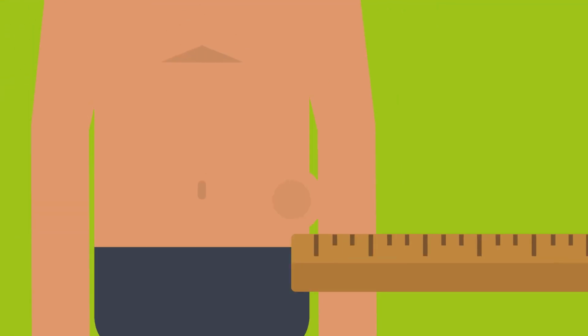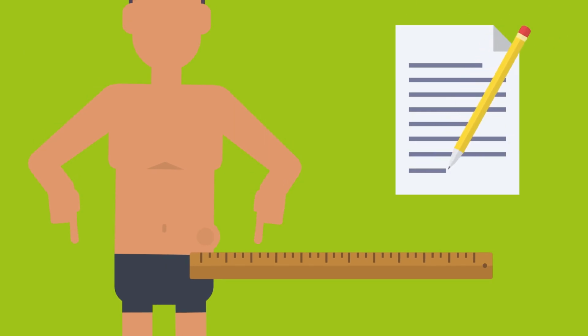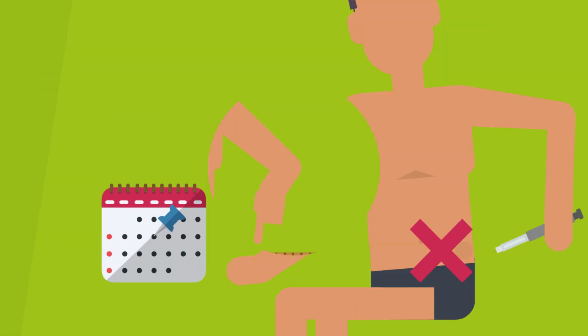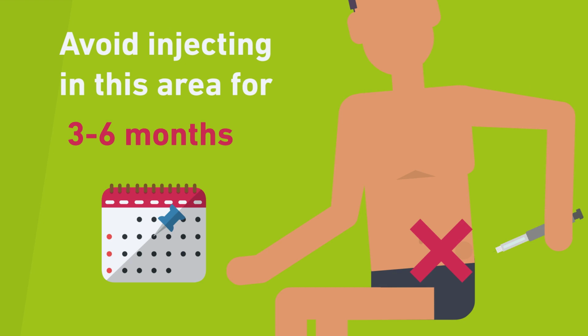Examine the area with your fingertips, moving in a circular motion around the area. If there is an outer area of a lump or hardened area, take a note of the size of the area and avoid injections here for approximately 3 to 6 months.